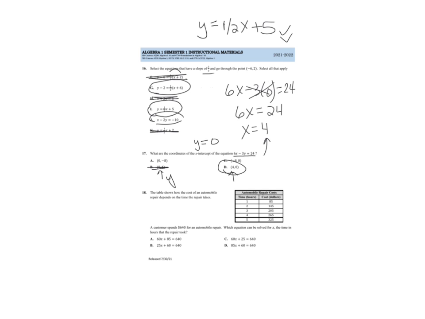So it's right. The table shows how the cost of an automobile repair depends on the hours that the repair takes. The customer spent $640, so that's why they all say equals 640. Which equation could solve for x? So I need to figure out how much each hour costs. So from 85 to 145 is an increase of 60. So that would be my slope. So that would be the thing that gets the x. So anything that says 60x can stay. And if it doesn't say 60x, it's got to go.